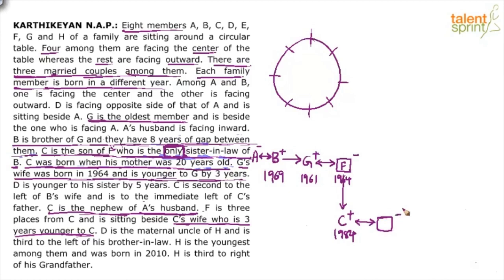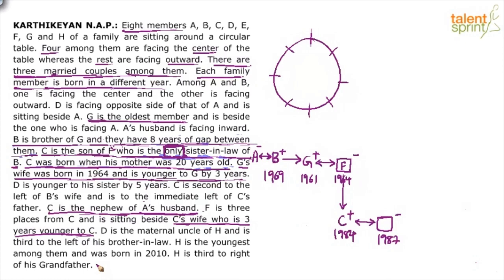And this is a female person. And we know that C's wife is 3 years younger to C. So if C was born in 1984, the wife was born in 1987. Right? D is the maternal uncle of H. Where is H? And is third to the left of his brother-in-law. H is the youngest among them and was born in 2010.